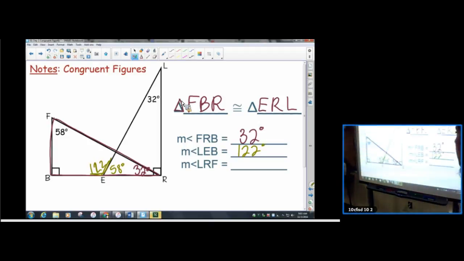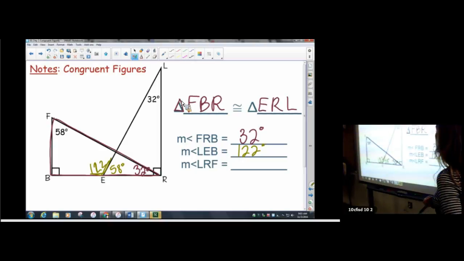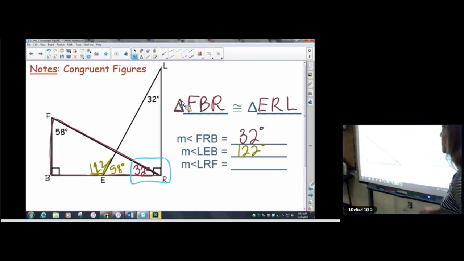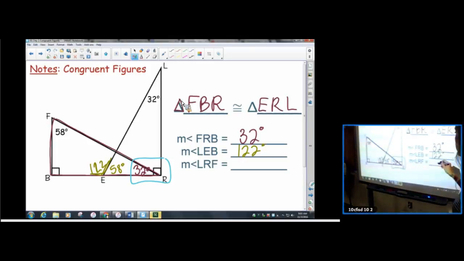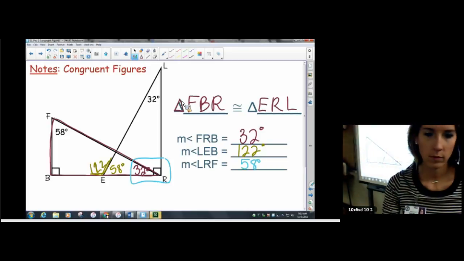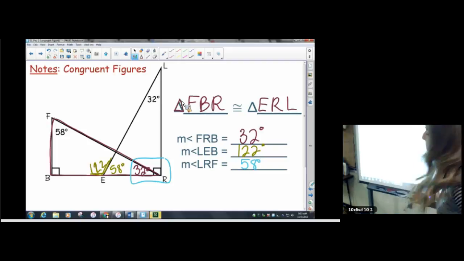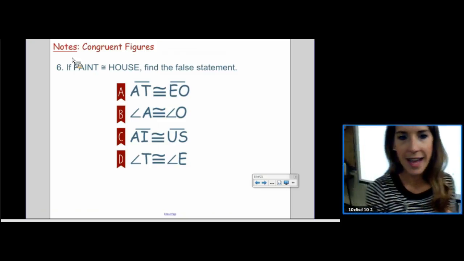And now LRF. Oh, so that one, these two angles are complementary, right? So 90 minus 32. Back at 58 again. Cool? Okay. Multiple choice, last one.